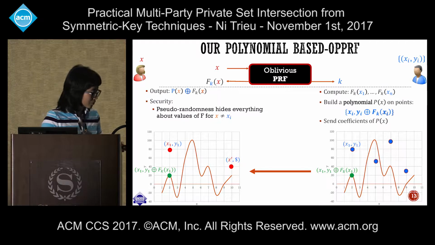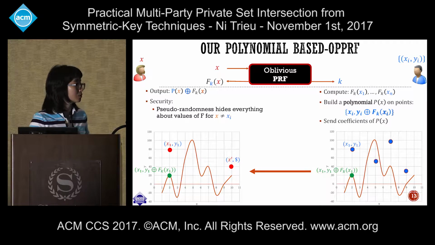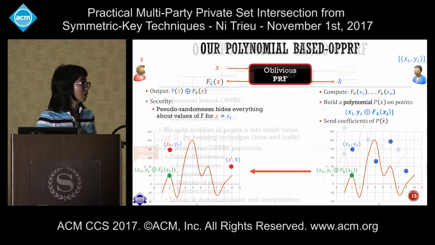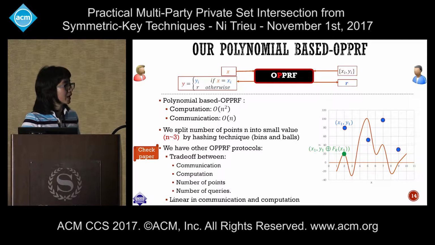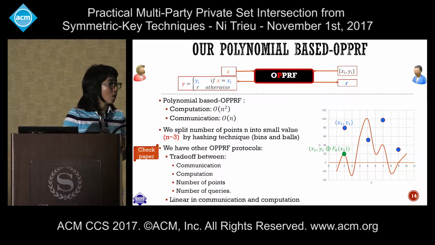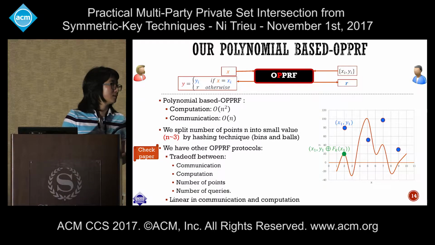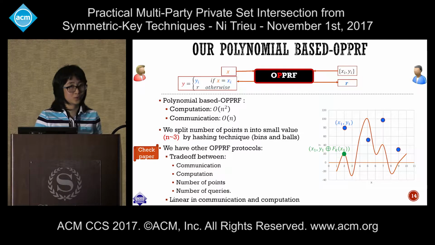So I'm going to say something about the cost of our polynomial OPF. For computation, we need O(n²), and for communication, we need O(n). And we also split the number of points n here into small n, so n around 3, by using the hashing technique that you heard before.